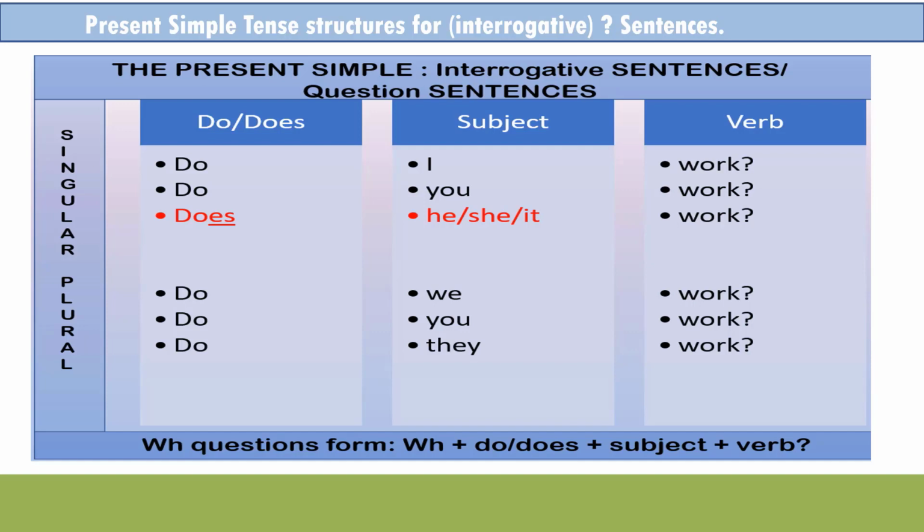Okay, just a reminder for you that if you're using WH questions, who, where, when, what, then the structure is we use the WH question to begin with, then we use the auxiliary verb, then followed by the subject, and then at the end the main verb.